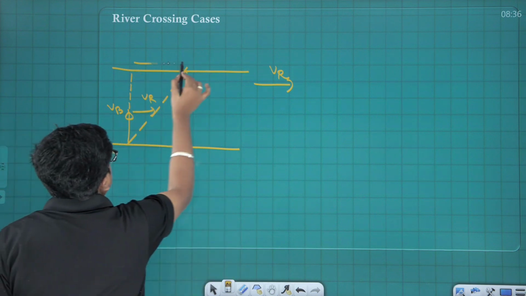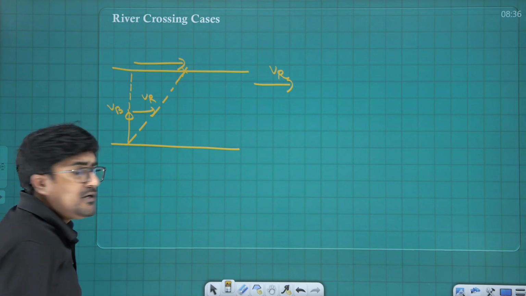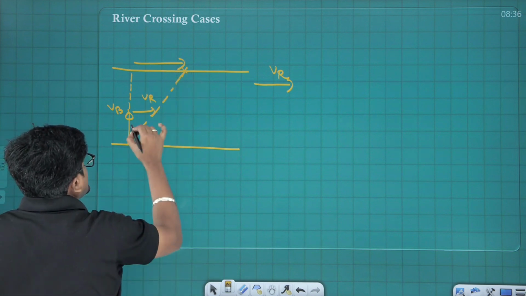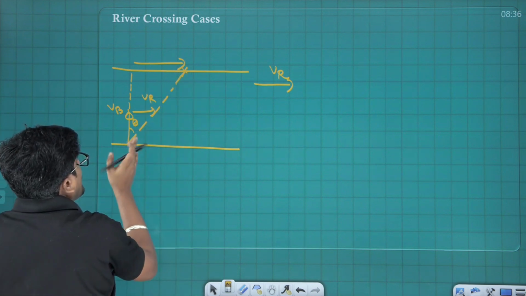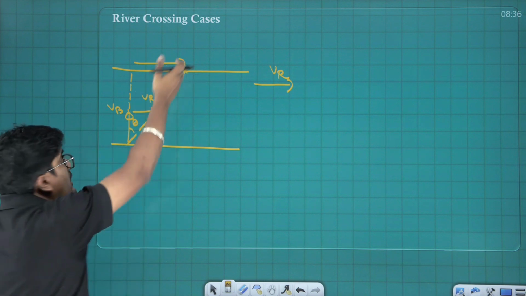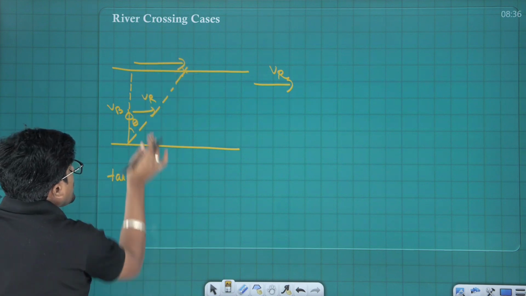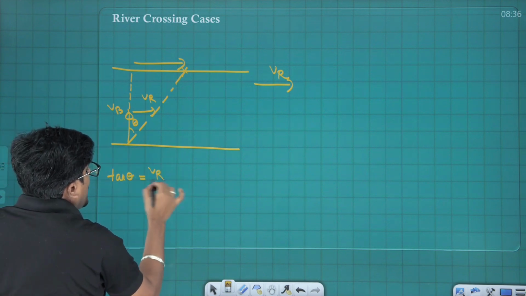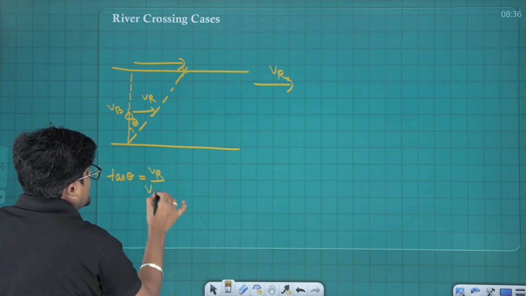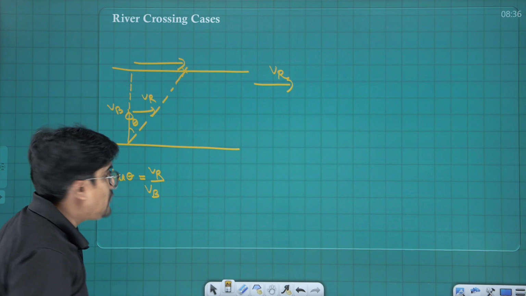So this is what? The drift. This is the drift. Fine. So it's going to reach at this particular direction only. If you want to find out at what particular direction it's going to finally reach, then I can say that tan of theta is going to be what? Vr upon Vb, velocity of river upon velocity of boat.